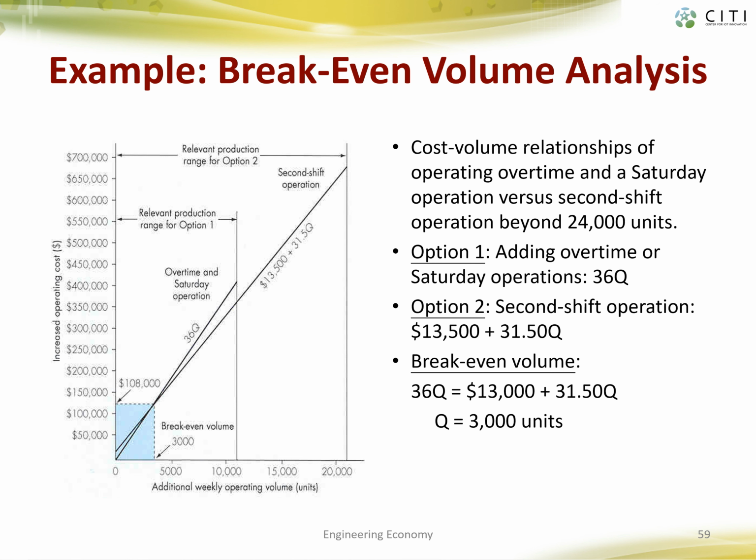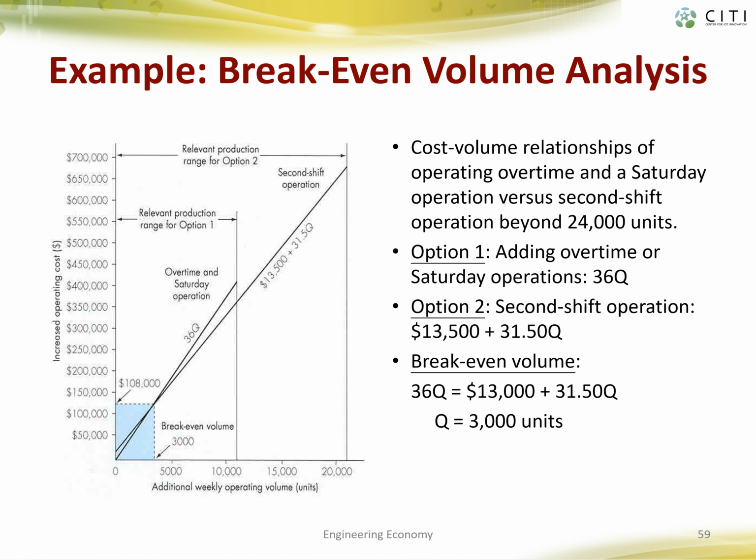If we take the parts before the quantity of 3,000 units, you can clearly see that if we adopt the overtime strategy, choose option 1, the cost will always be lower than if we adopt second shift operation. However, when the quantity exceeds 3,000, you can see that option 2 now has lower cost than option 1.